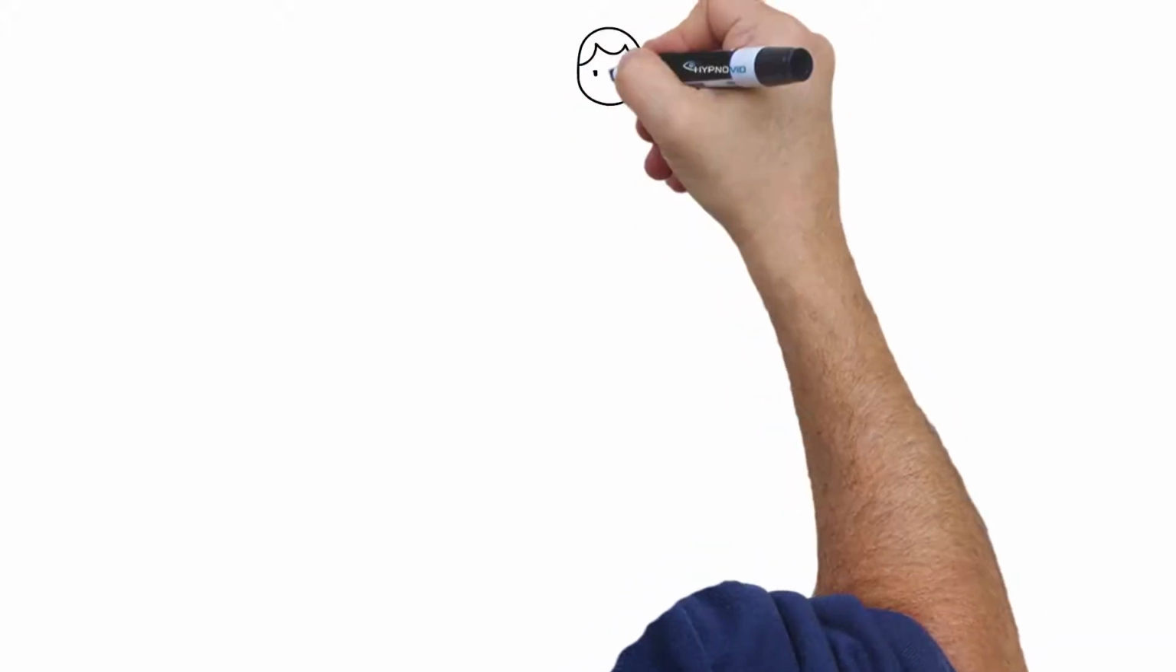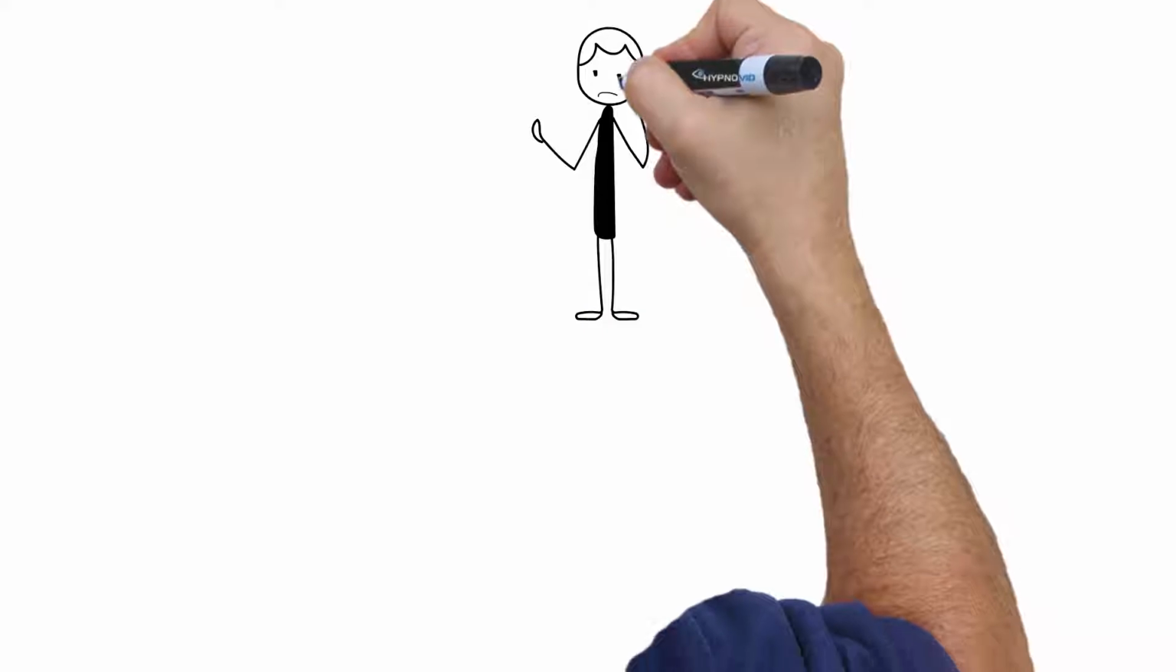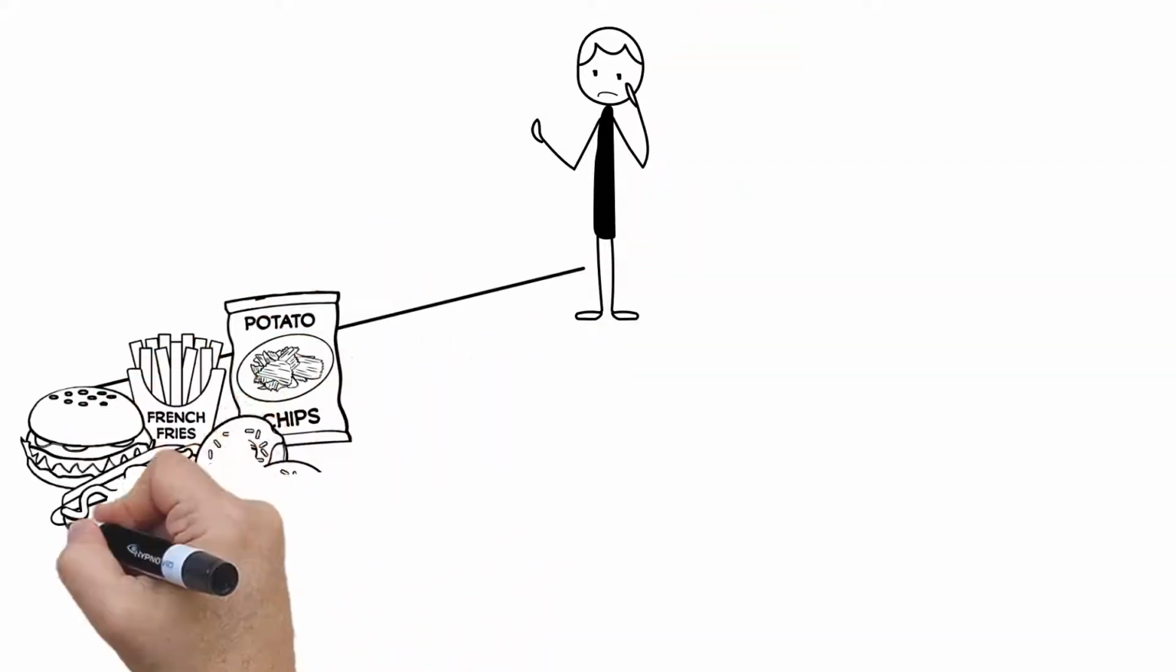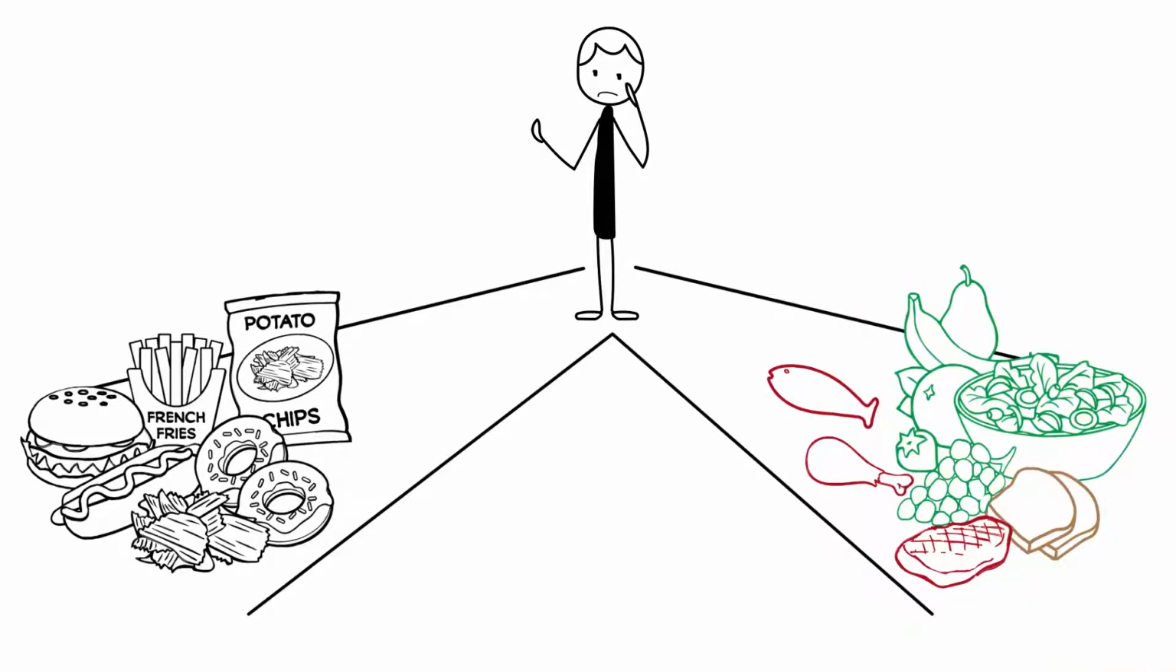Limit your intake of processed foods or junk foods. Make sure that you eat enough servings of fruits and vegetables. 5 to 9 servings a day is recommended. Processed meats and red meats should be eaten in moderation. Better choices include chicken and fish.